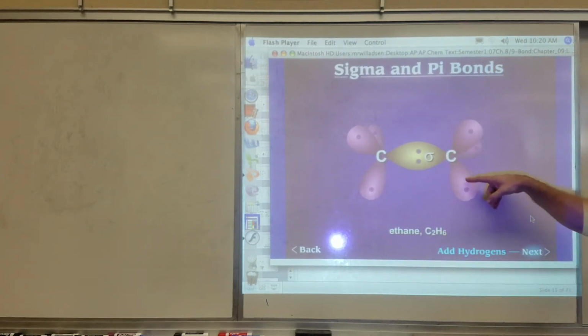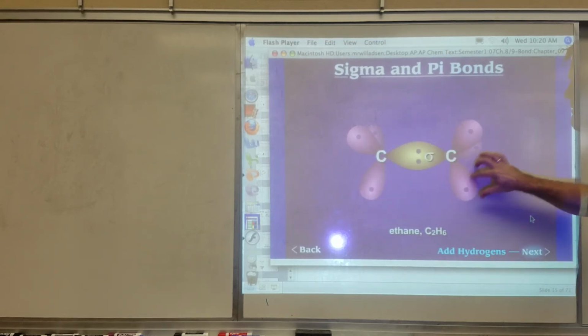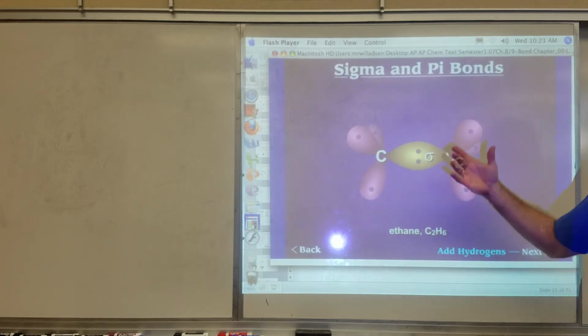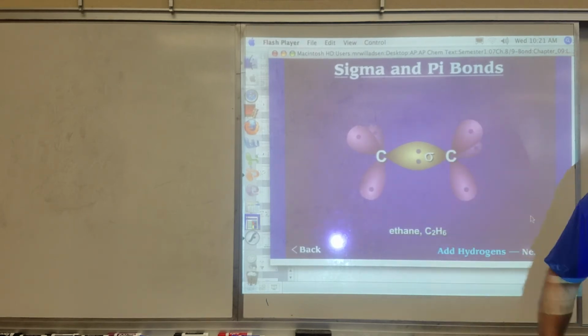Now, if we look, obviously this hasn't met the octet, right? At this point, how many valence electrons does each carbon have? 1, 2, 3, and then the 2 that are being shared. So it's got 5 here, and this has 5. Obviously, what are we missing? We still have the hydrogens, and so you can imagine the hydrogens would overlap here.